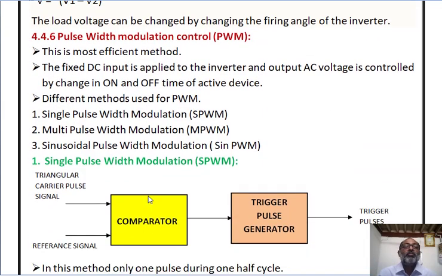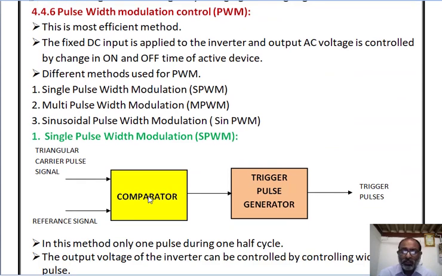Now the next method, pulse width modulation control, that means PWM. This is the most important and efficient method. A fixed DC voltage is applied to the inverter, and the output AC voltage is controlled by changing the on and off period time of the active devices, that means whatever SCR or thyristor is used. There are three types of methods used for PWM: first, single pulse width modulation; second, multi-pulse width modulation; and third, sinusoidal pulse width modulation.